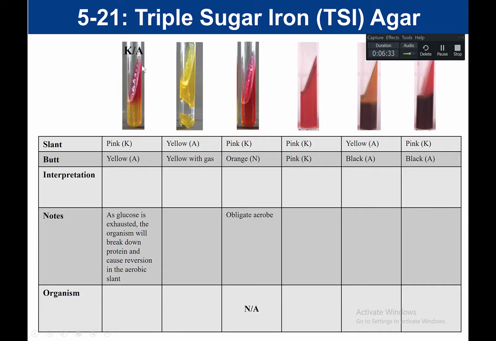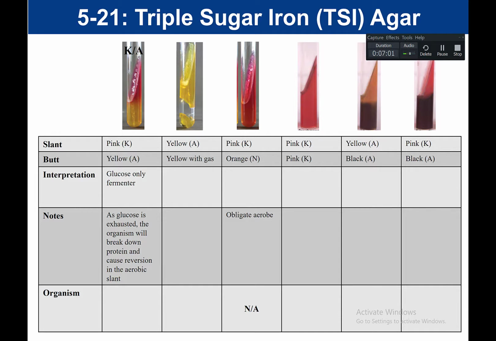So our interpretation for this is that this is a glucose-only fermenter. It's not able to use the disaccharide because if it was able to use the disaccharide, it would stay yellow throughout, but it's not. It's a glucose-only fermenter, and that's why we get a pH reversion on the slant. If I looked at that tube at 24 hours, it would have been yellow.